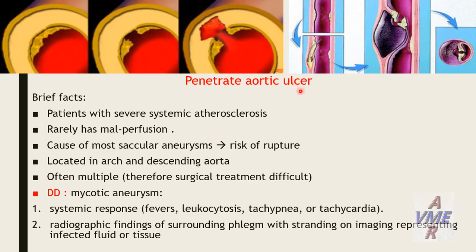So the penetrating aortic ulcer is commonly and strongly associated with atherosclerosis, rarely presented with malperfusion in comparison to aortic dissection, presented more with saccular aneurysm and hazards of rupture, located at the arch and descending aorta, often multiple in number, and differentiated from mycotic aneurysm. Mycotic aneurysm has a systemic response of fever, leukocytosis, tachypnea, and tachycardia, and has a characteristic radiological finding of phlegmon with stranding on imaging representing infected fluid or tissue.